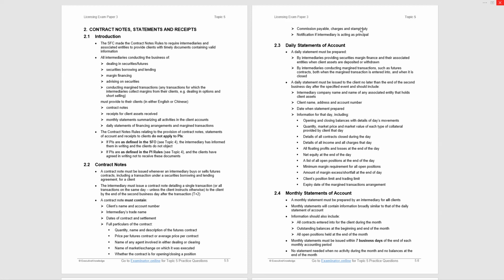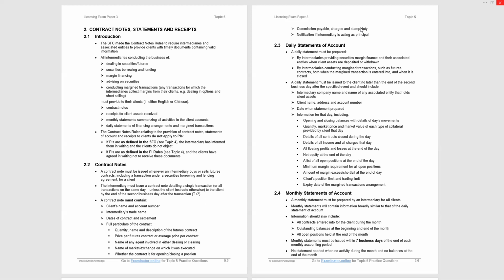Now, professional investors do not need to receive these documents, contract note, statement of account, etc., as long as they agree. More specifically, and I'm going to highlight these points, if professional investors are defined in the SFO, Securities and Futures Ordinance, which means they are institutional professional investors, and the intermediary has informed them in writing and the clients do not object, then you don't have to send all these documents. If the professional investors involved are defined in the professional investor rules, that covers corporate professional investors and individual professional investors, and the clients have agreed in writing not to receive these documents, then you don't have to send them.